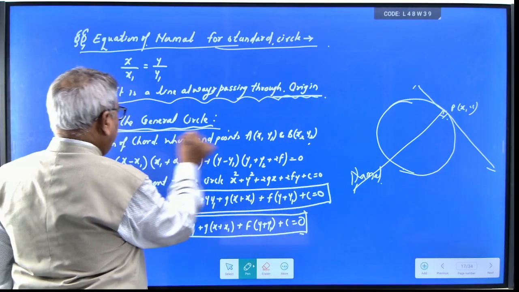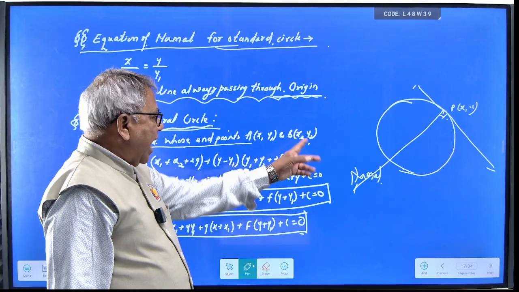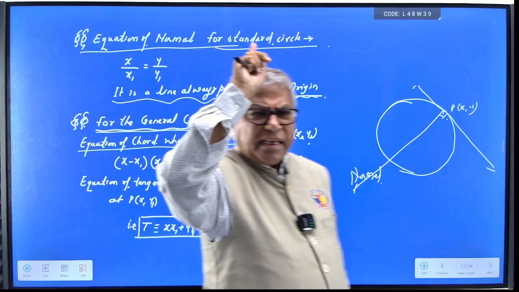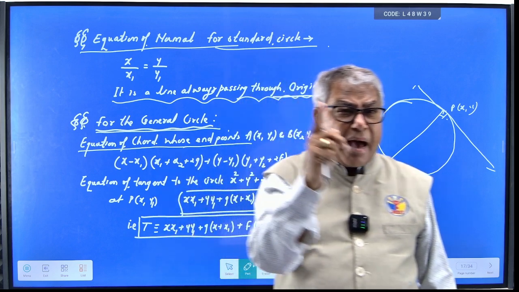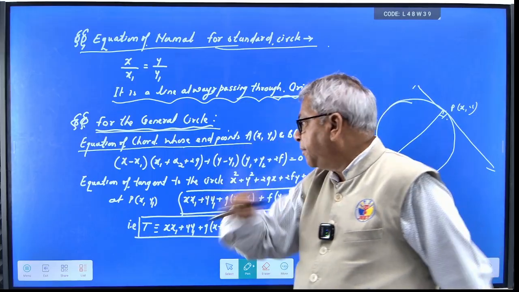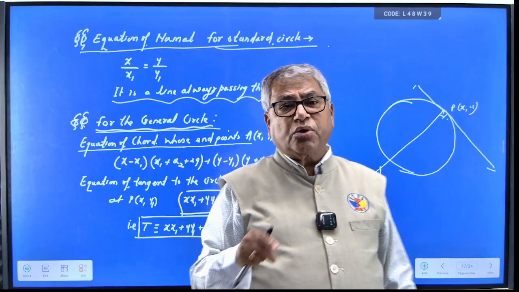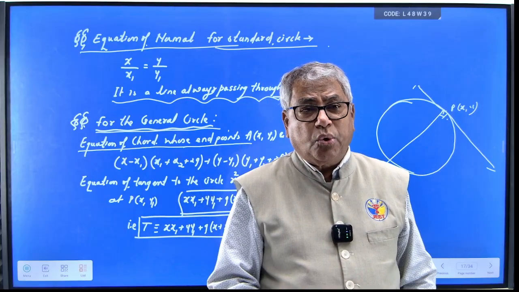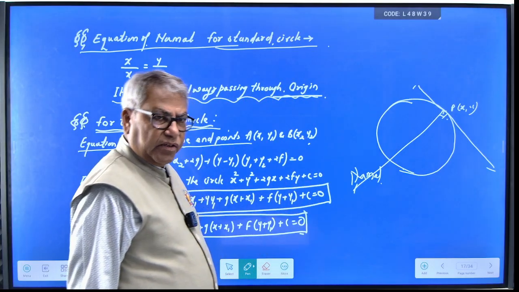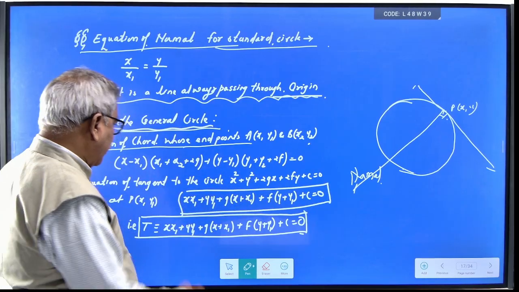Okay, turn to the general circle. Equation of chord whose endpoints are A(x1, y1) and B(x2, y2). Only change is what? In the standard circle, x minus x1 into x1 plus x2. Here, x minus x1 into bracket x1 plus x2 plus 2g, plus y minus y1 into bracket y1 plus y2 plus 2f, is equal to 0, right? So this is the equation of chord AB.